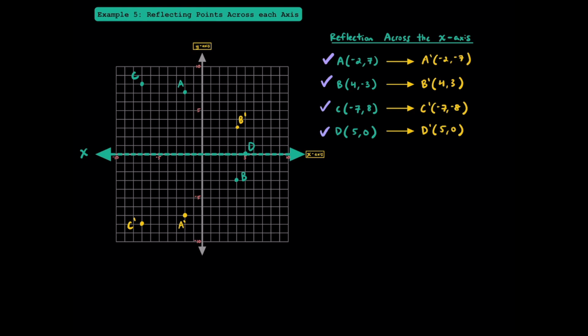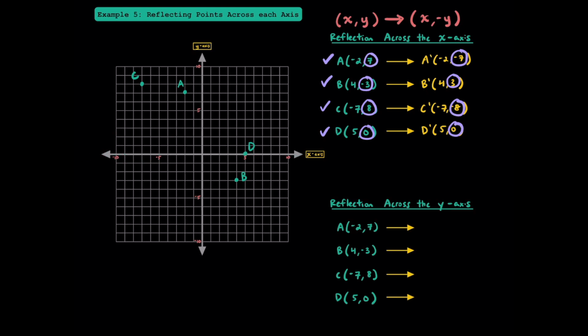Pause the video and see if you can see a pattern between the original points and these reflections. If you notice that each of these y values just became the opposite, really good job. Since we reflected each of these across the x-axis, none of the x values actually changed. It was just the y values that became the opposite value. As a formula to follow, whenever you have a point x, y, and you reflect it across the x-axis, the new point is going to be x, negative y, or x, the opposite of y. Reflecting across the x-axis, this is true 100% of the time.